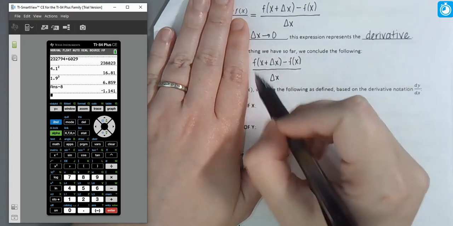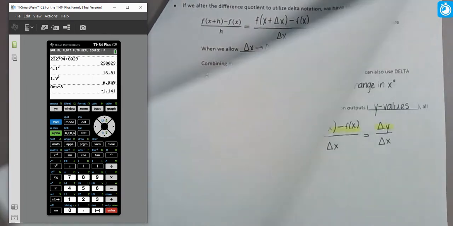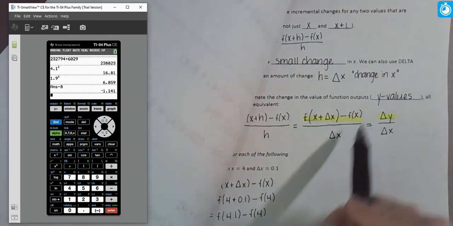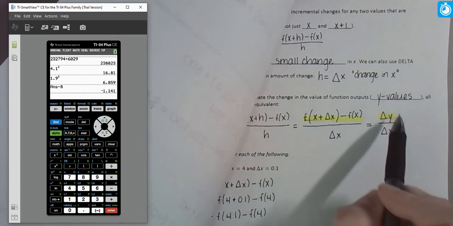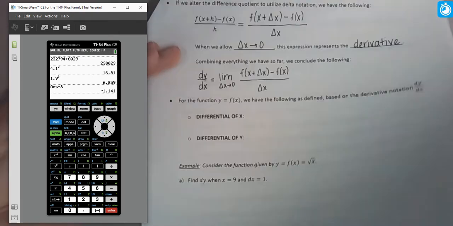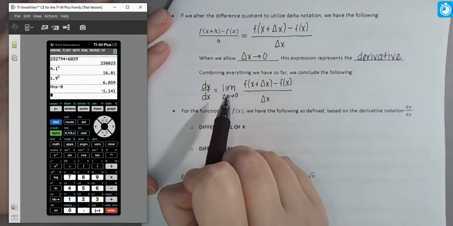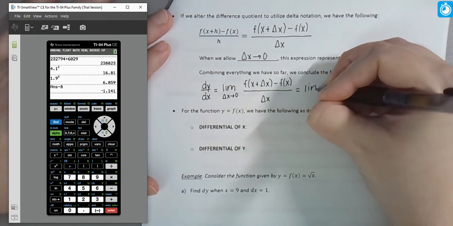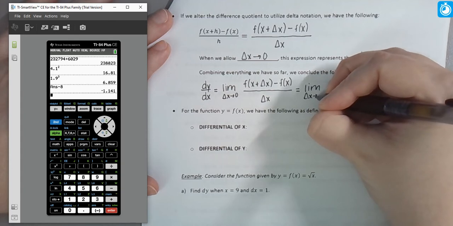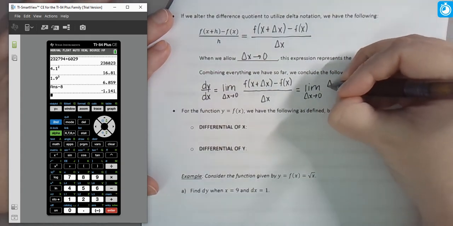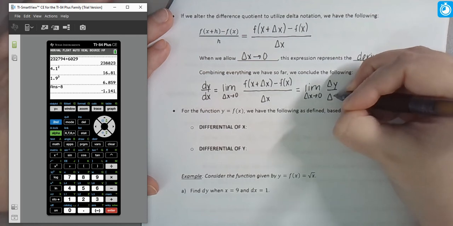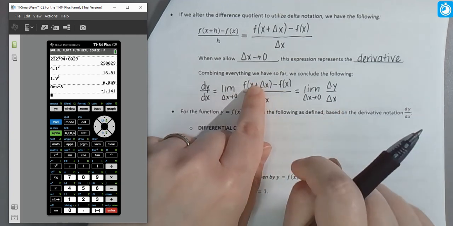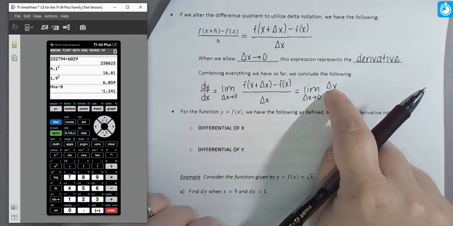Well, what is this? What was the other way of writing that? The other way of writing that was delta y over delta x. So in place of the expression for the difference quotient, we could substitute this expression, delta y over delta x. So taking the limit of the difference quotient would be the same thing as taking the limit as delta x approaches 0 of delta y over delta x, because they're equivalent. Again, different notations for the same thing. One y value minus another, aka change in y values.